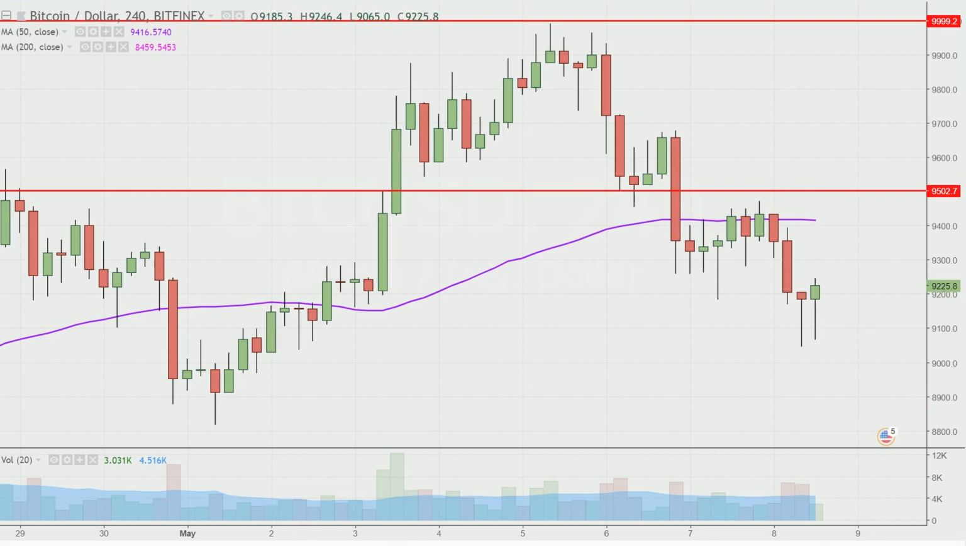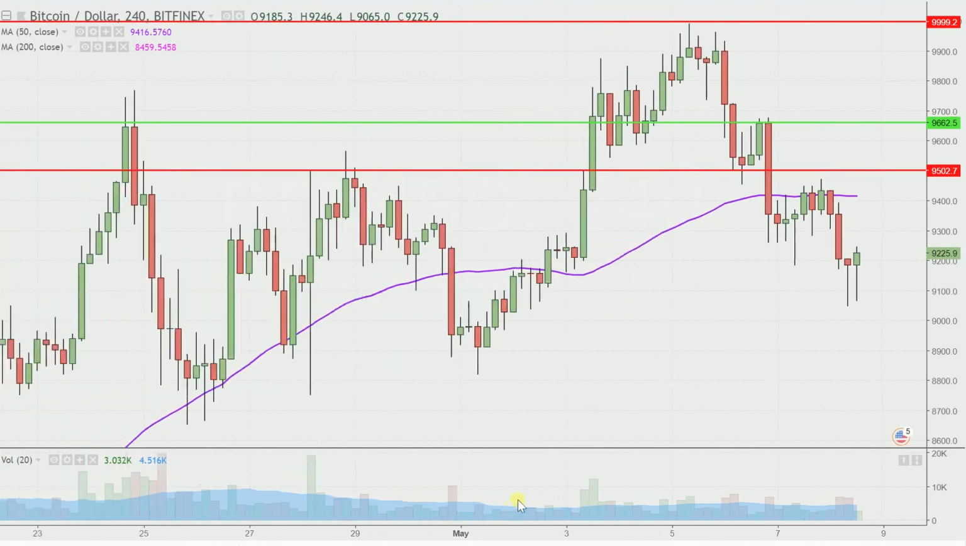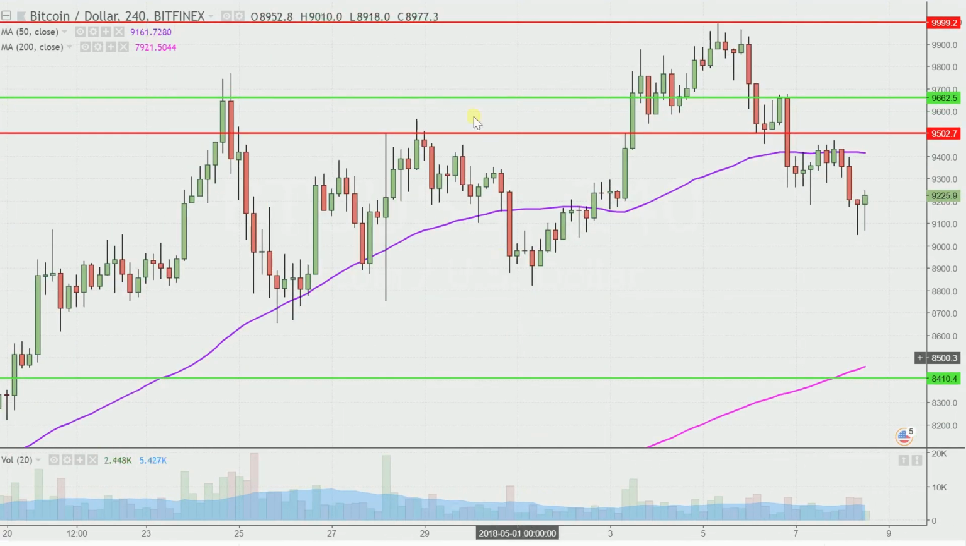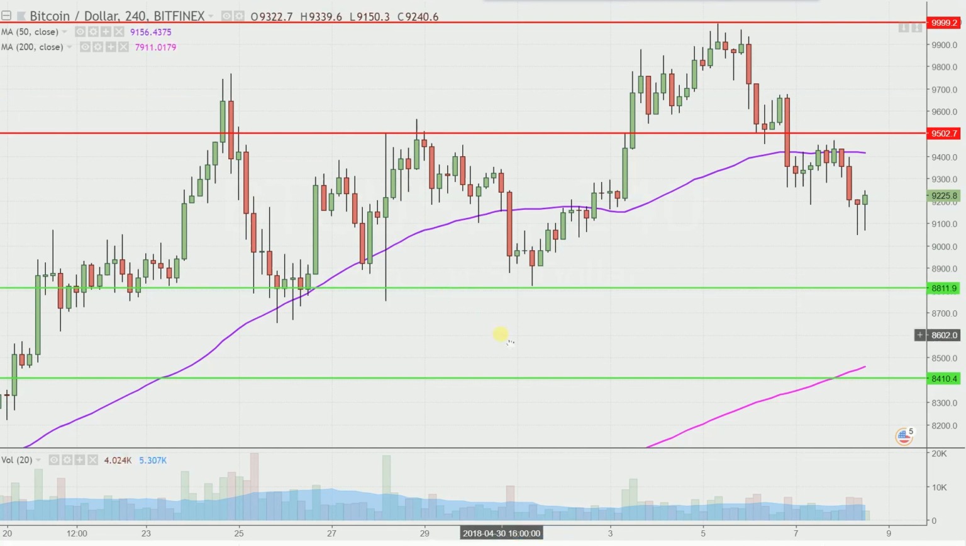What about next potential areas of support? As far as more of a bigger picture thing, I'm going to zoom out on the chart here to give more perspective to this. But the next overall level of support that I would consider pretty important is right down here at about 8,800. And this is give or take by 100 or so.